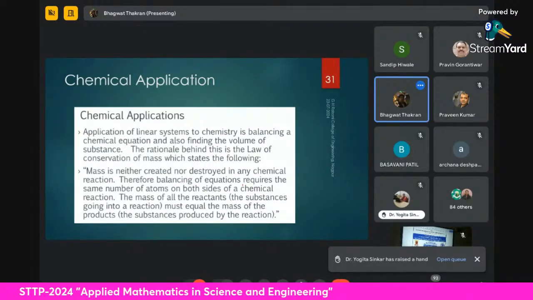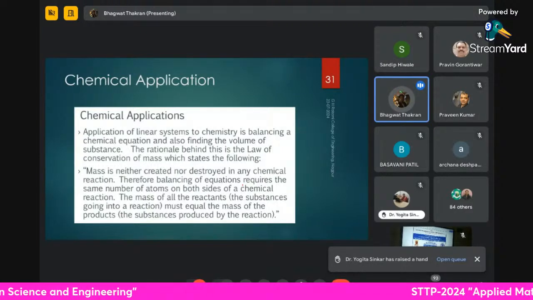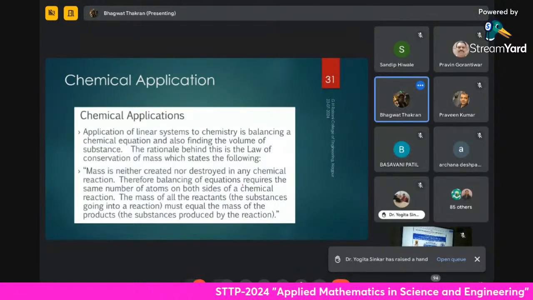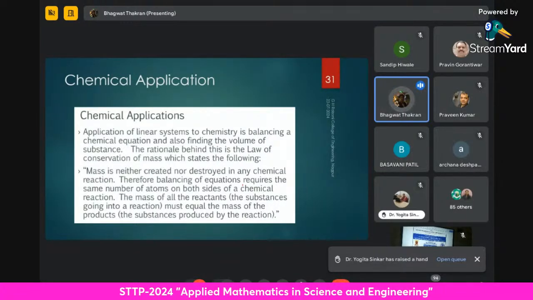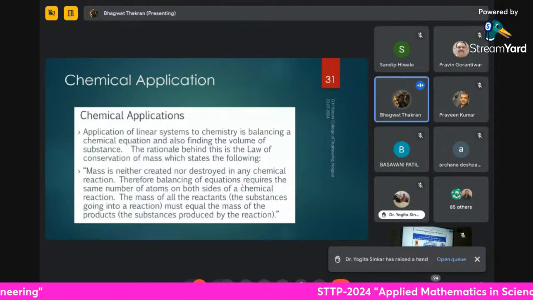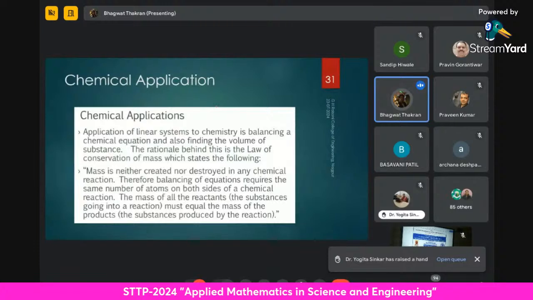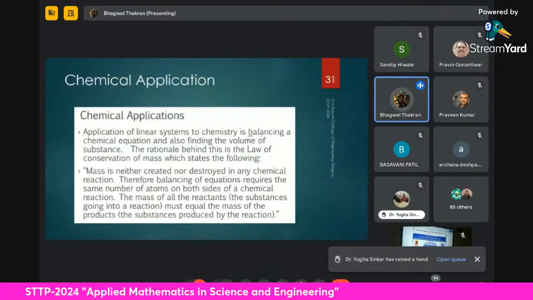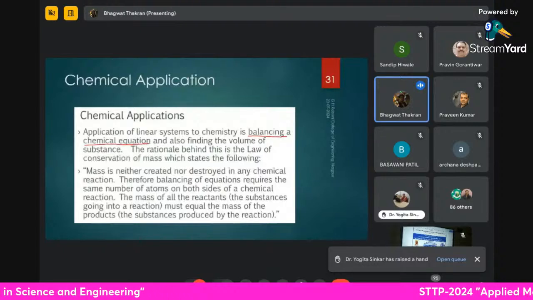Most of us are afraid of organic chemistry, and of how to balance the equations. I also have a fear of balancing equations in organic chemistry. But once I understood this linear algebra, it's a piece of cake now. Most of the expressions are based on balancing a chemical equation and finding the volume of the substance.